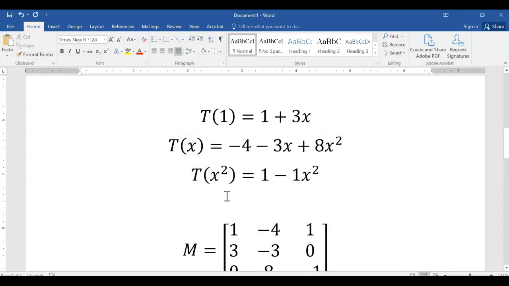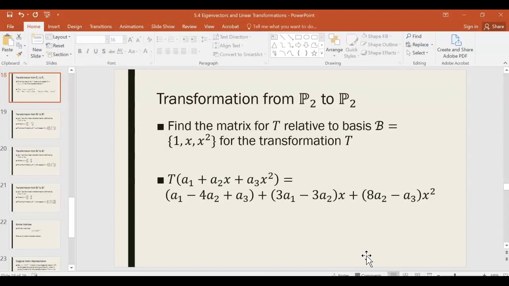Oftentimes, by the way, just as a side note, this is called the standard basis for polynomials of degree 2. And for polynomials of degree 3, sometimes they say the standard basis is 1, x, x squared, x to the third. So sometimes you'll hear that language. I've just been calling it this basis. And with the standard basis, I'm always generally talking about Rn. So there we go.